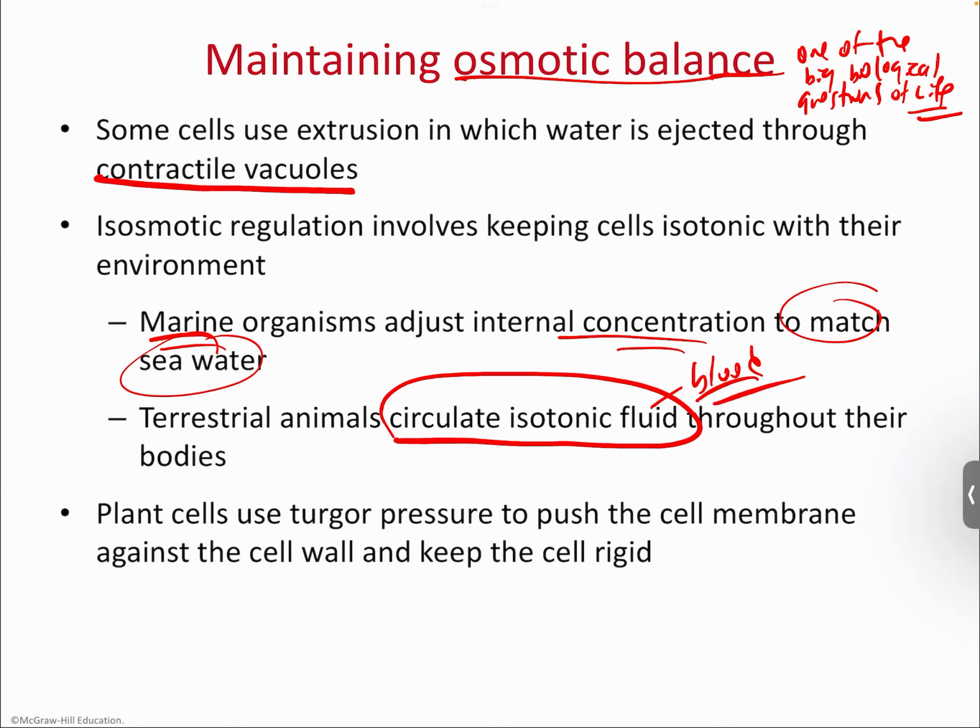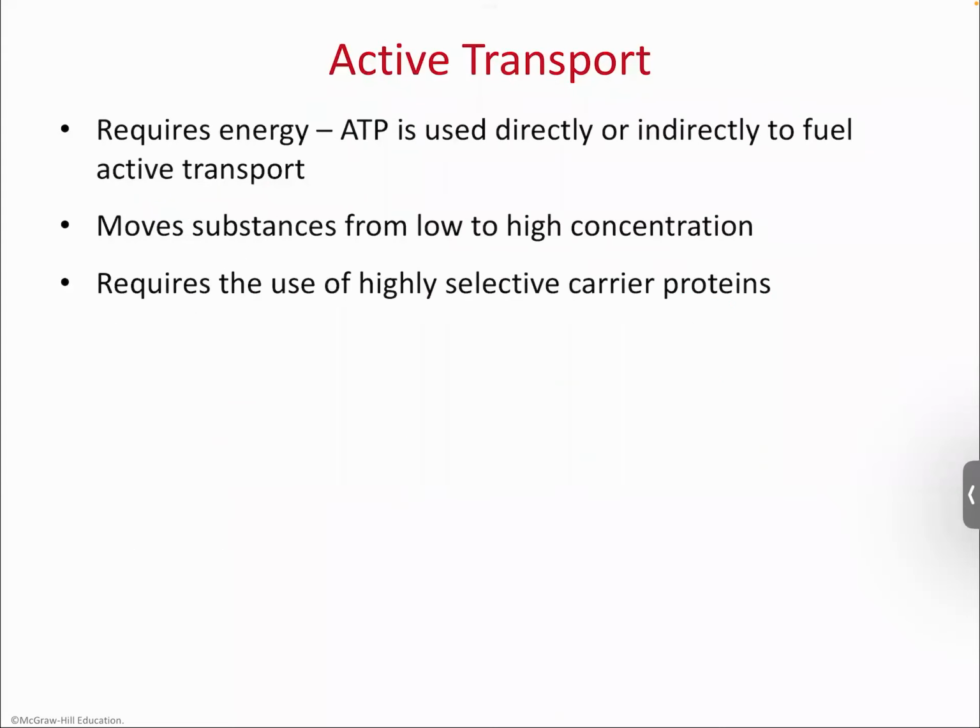So, by the way, the push or the water pressure against the cell walls that we see is what's referred to as turgor pressure. This is basically the water pressure pushing against the cell walls. Okay. Any questions on passive before we move into active?